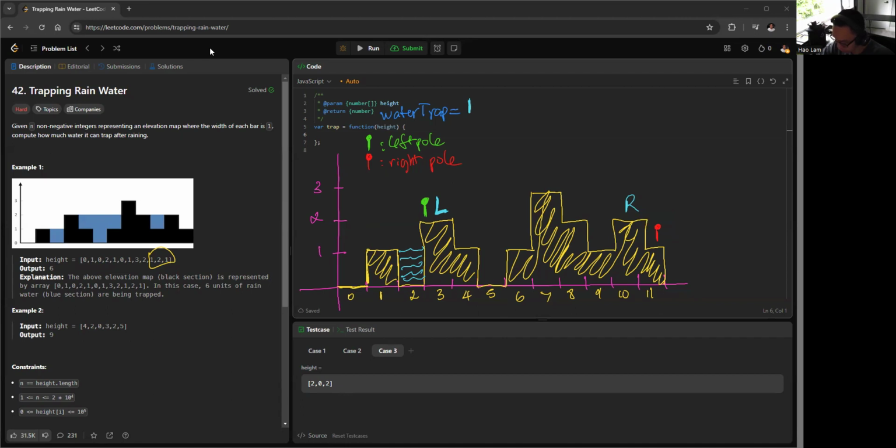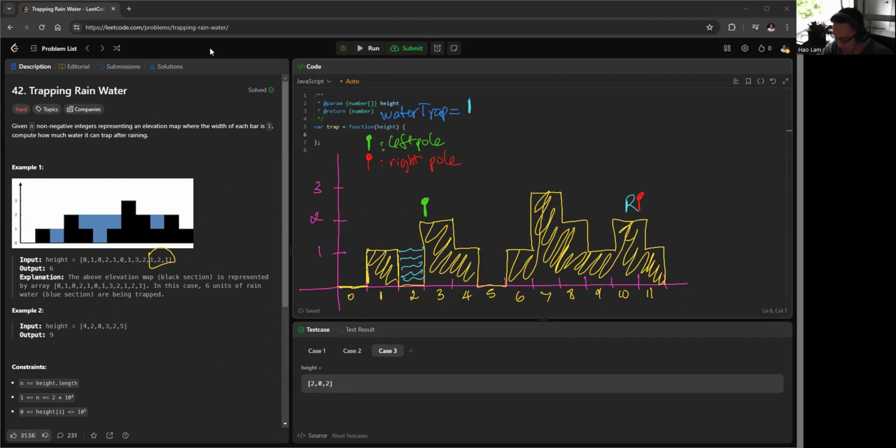Okay. So the high at the right pointer is higher than the right pole, right? This means there's no water trapped, because the high at the right pointer is higher than the right pole. So we want to reset the high pole to here, right? Okay, and we keep going.